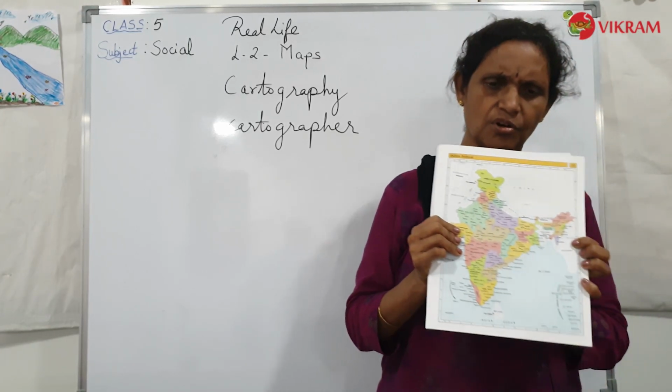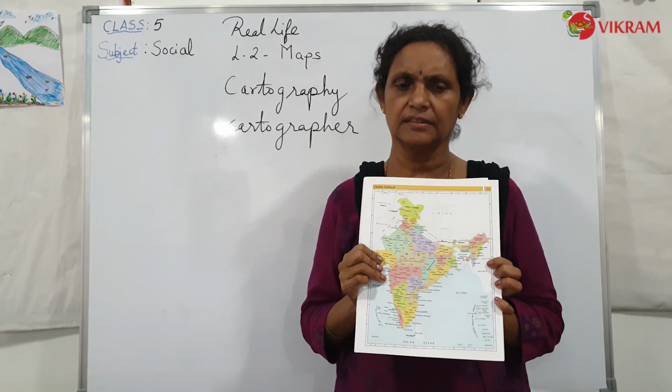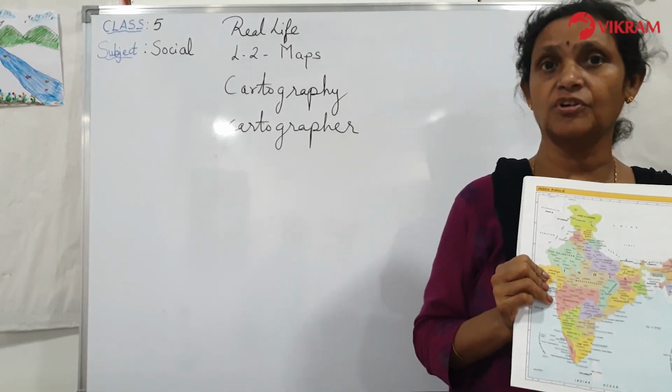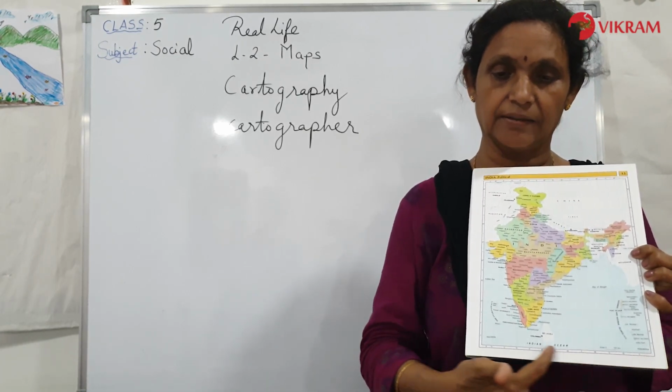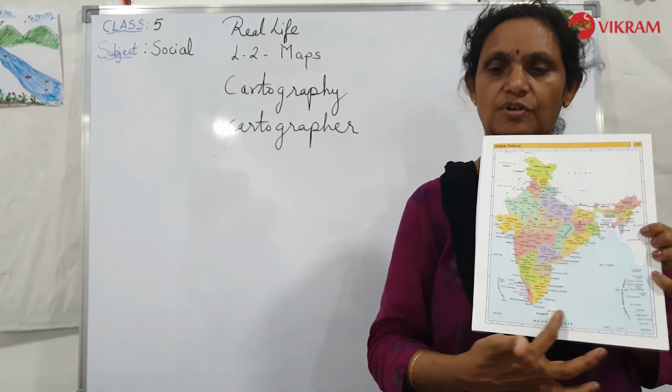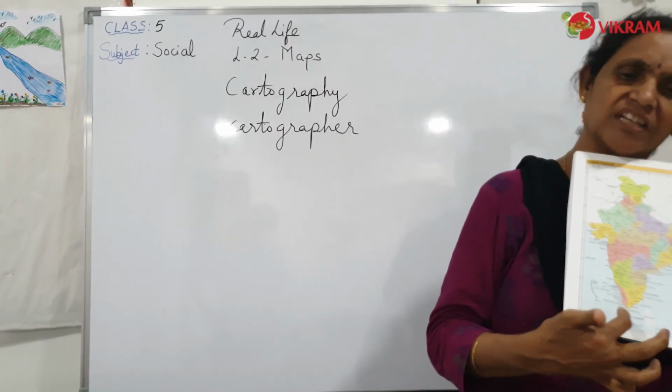Distance is also very important in a map. So let us discuss distance. Each map has its own scale to indicate the distances on the map. The scale is given in the corner of the map.